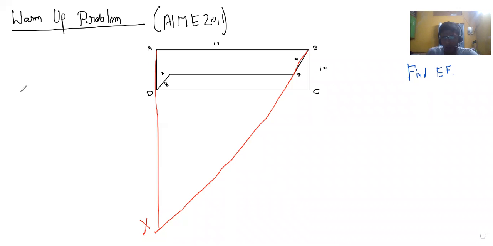Just extend DF, or you can say complete the parallelogram BEF. Same thing, right? That is the main thing. You have to just complete or create the right parallelogram, whatever you want to call it. And no doubt this is a right parallelogram to draw. Now, what's next?